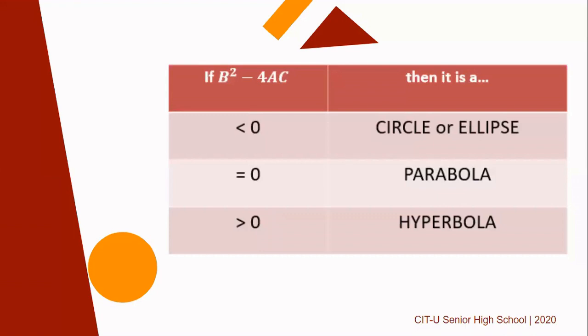If the value of b squared minus 4ac is less than 0, then that's a circle or an ellipse. If the value of b squared minus 4ac is equal to 0, that is a parabola. And if the value of b squared minus 4ac is greater than 0, that is a hyperbola. If you wish to take a screenshot, you may now take it.